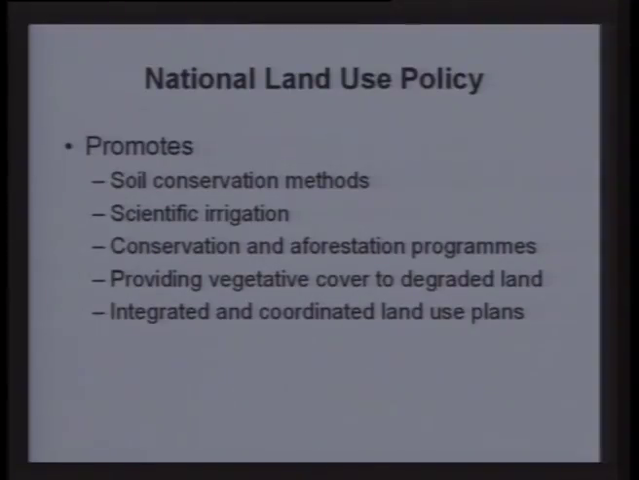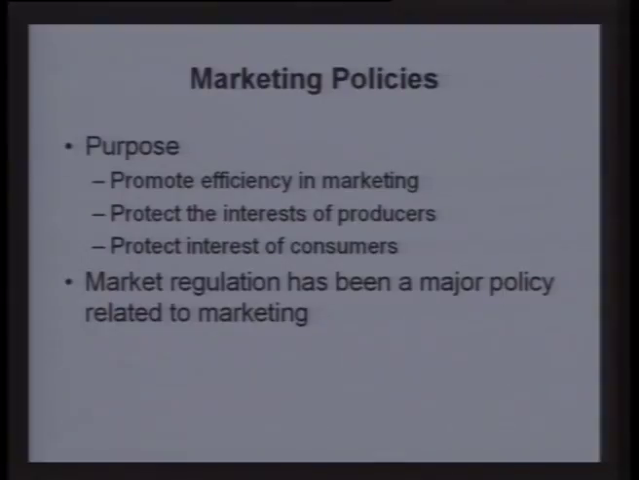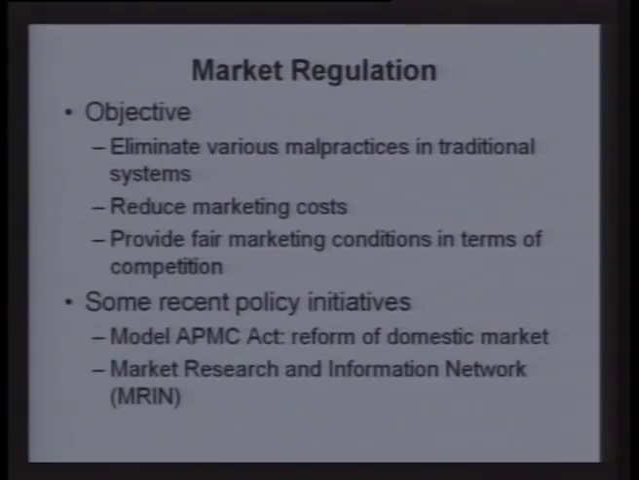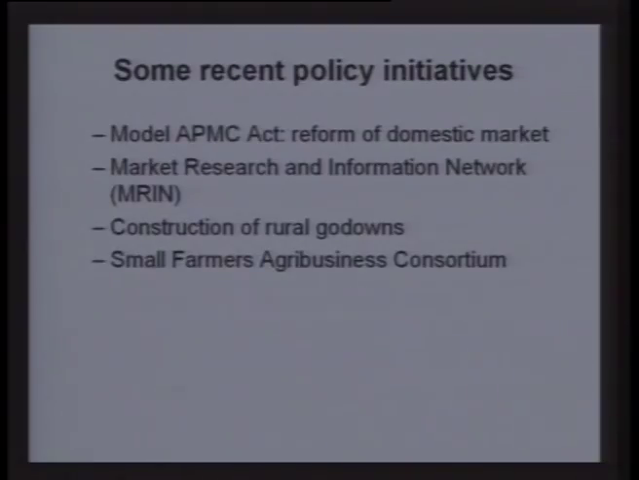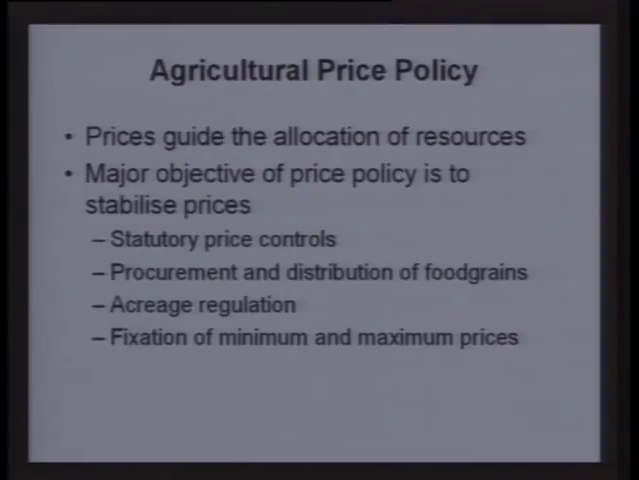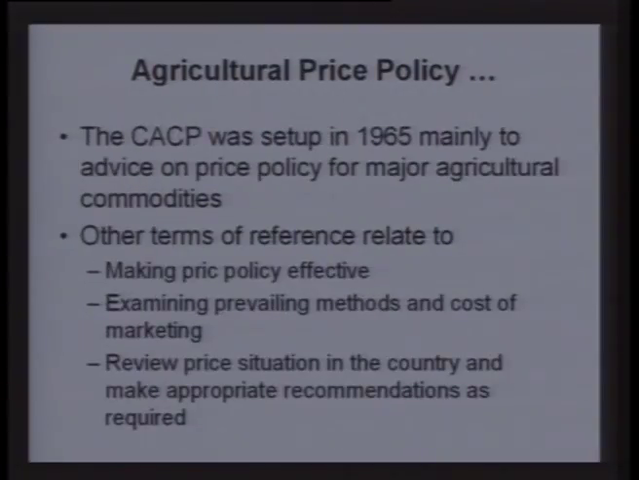Then the marketing policy is also there. In marketing, market regulation is there. The modern APMC Act was implemented in 2003. There are no recent policies. The National Farmers Policy was implemented in 2007. Then the agriculture price policy is also there. The government also gives price support to the farmers. The government announces the procurement price before the coming of the particular seasons. Then there is the CACP, the Commission for Agriculture Costs and Prices. They set up the agriculture price related policy.